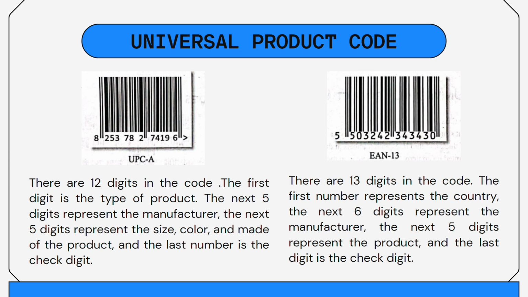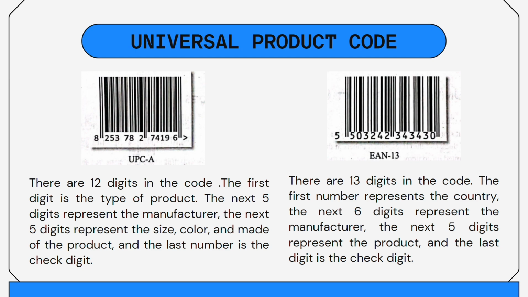On the other hand, ang EAN13 ay 13 digits code wherein yung first number ay nagre-represent ng country. And yung next 6 digits ay nagre-represent ng manufacturer and the next 5 digits ay nagre-represent ng product. And yung last number is the check digit. So both naman ay nagtatapos sa check digit.